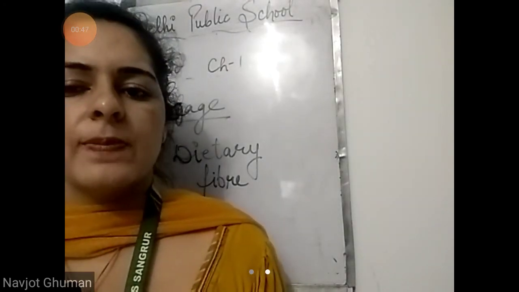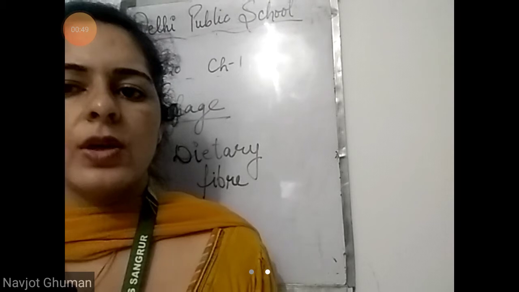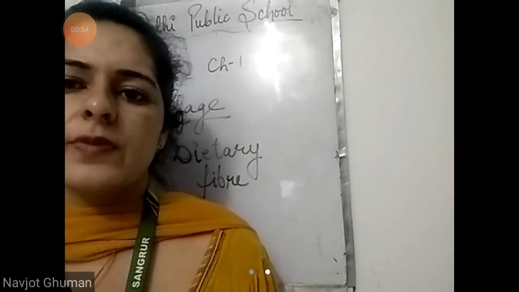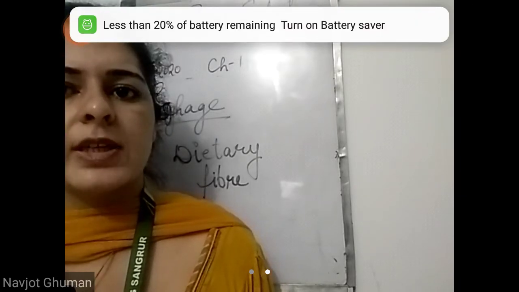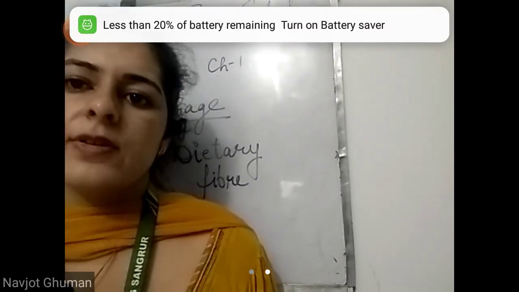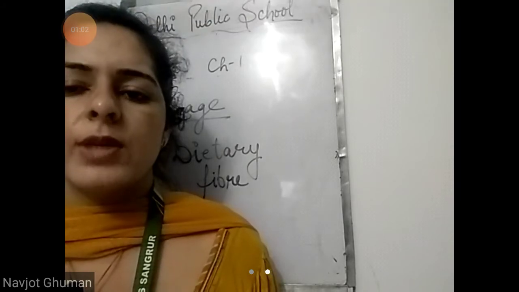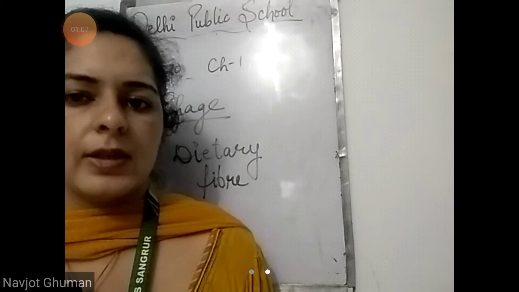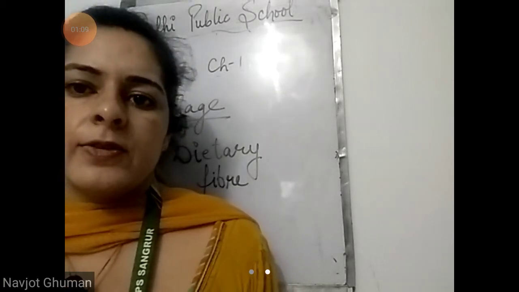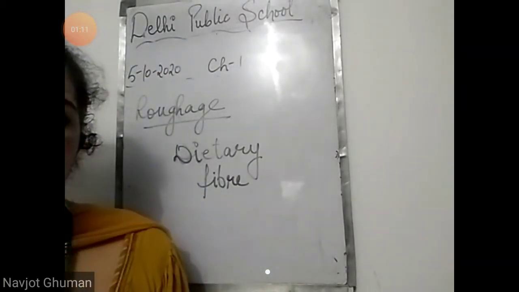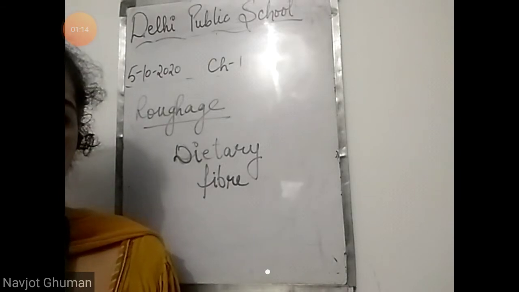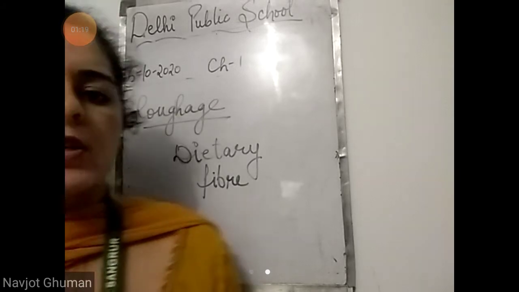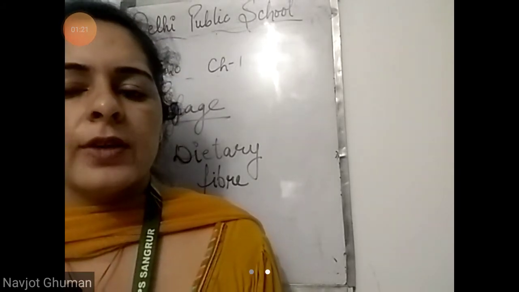So what is roughage? The part of the plant food that is not digested by our body, that is called roughage. What is the function of roughage? It helps to remove waste material from our body and hence it is very important. जो भी हमारी body में waste बनता है वो roughage ही उसको remove करता है. That is why it is important for us. So roughage, it is present in the plant food. जो भी plant से लेते हैं हम खाना उनमें roughage present होता है and its function is to remove waste material from our body.